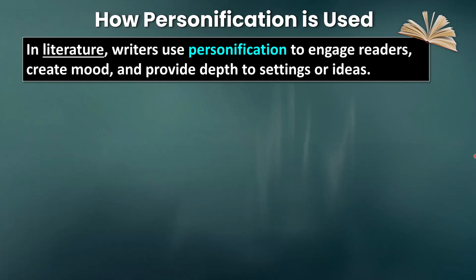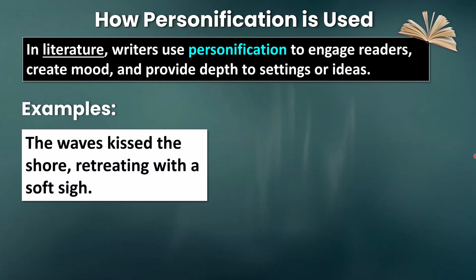So let's look at some more examples of how personification is used. It's used very often in poetry and in literature to engage readers, create mood, and provide depth to settings or ideas. Authors and writers have a lot of freedom with personification. Stories are made much more interesting, especially poetry. For example, the waves kissed the shore, retreating with a soft sigh. Here, personification is used because waves obviously cannot kiss, and they don't sigh, but it's a much more romantic sentence.